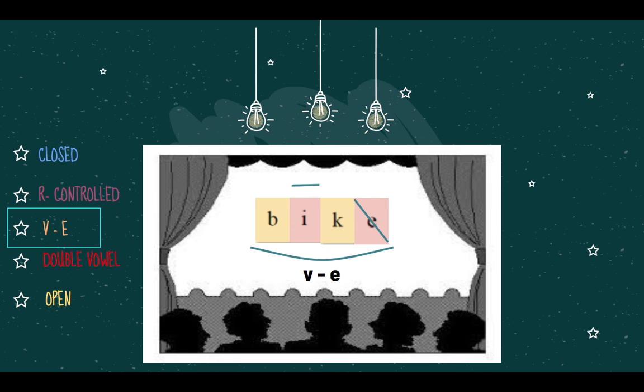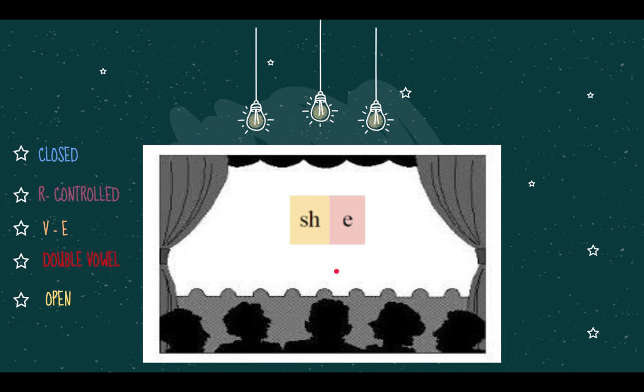Great job. Here's our next syllable sensation. Say this with me. It's the word she. Notice the vowel at the end of the word and the sound it makes. Write the word she on your paper and mark it, identifying the type of syllable it is.